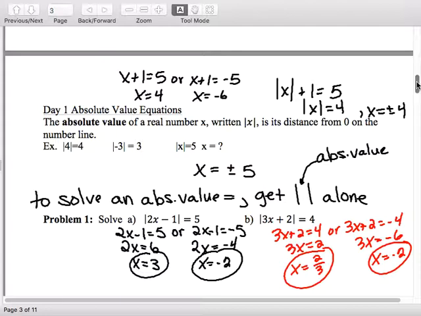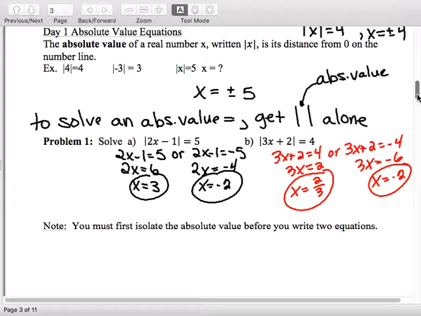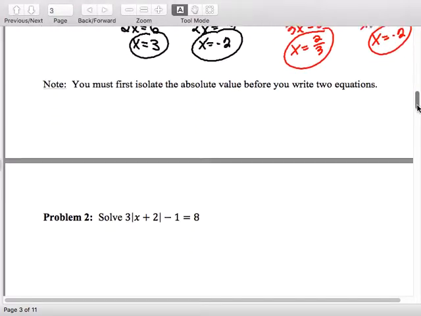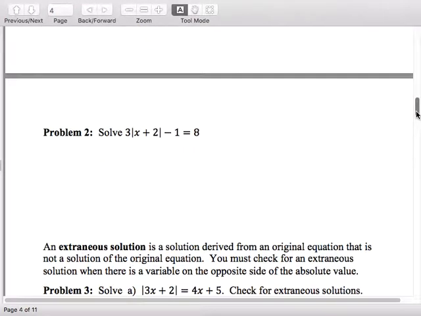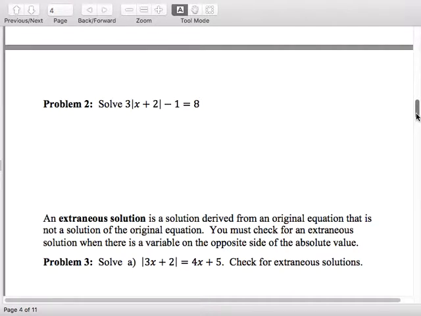I put this note here. I said, note, you must first isolate the absolute value before you write two equations. So in problem 2, let me show you what you have to do. I still have the absolute value symbols, but I'm going to start by adding 1 to both sides of the equation. And then you're going to divide by 3. And I want you to notice the two lines that I have both have absolute value symbols. Now I can write the two equations.